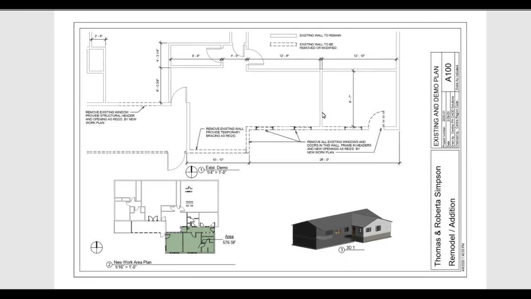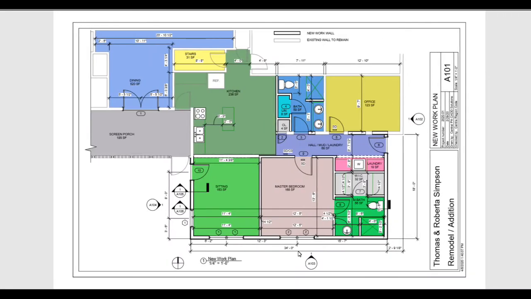If we look at the architectural sheets, the next big thing that we're going to look at is on our new work plan. Again, this is a drawing that has an existing plan, a demolition plan, and new work plan. On the new work plan, it shows what the new construction is going to be.